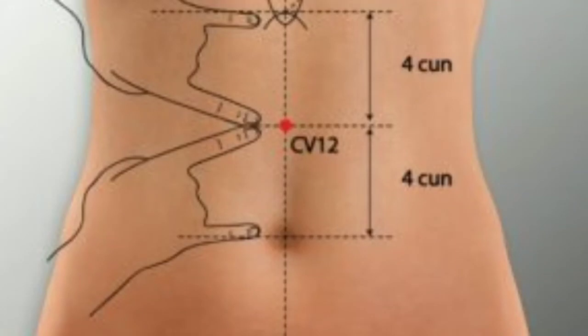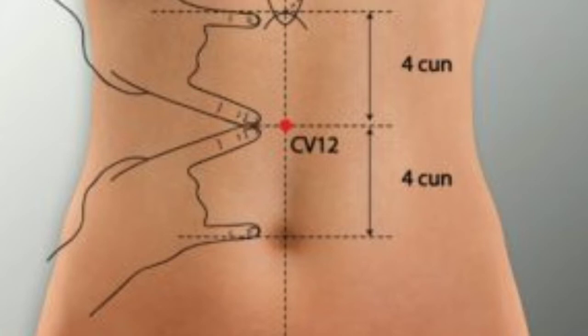REN 12 is located four cun above the center of the navel on the midline. So how to understand it? Remember, one more key I am giving you. We understand that it is four cun above the navel. Please remember the xiphoid process and then the navel.